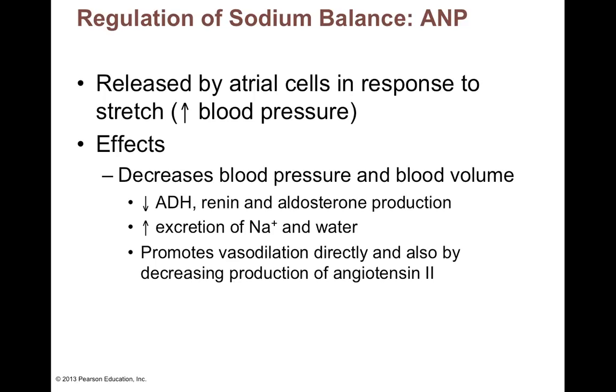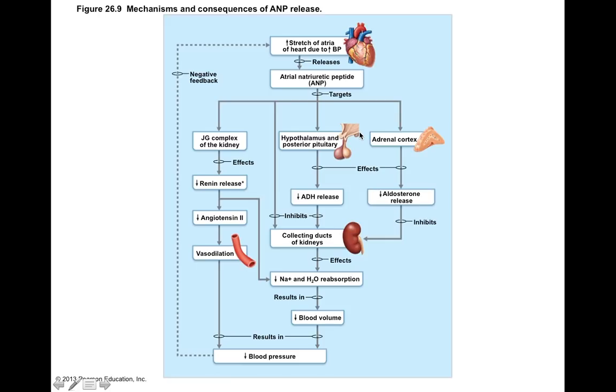Cool. All right, guys. So this slide shows the different mechanisms that ANP has throughout the body. Remember, your heart stretches and releases ANP. That tells your adrenal cortex to not release aldosterone, which means you don't reabsorb as much sodium. It also tells your hypothalamus to not release ADH, which means you don't reabsorb as much water, so you lose more water, which decreases your blood volume and your blood pressure. ANP also inhibits the release of renin by your kidneys, so you don't release as much angiotensin II, which means you don't vasoconstrict, so you actually vasodilate, which decreases your blood pressure as well. And ANP can also directly inhibit your kidneys from reabsorbing sodium.